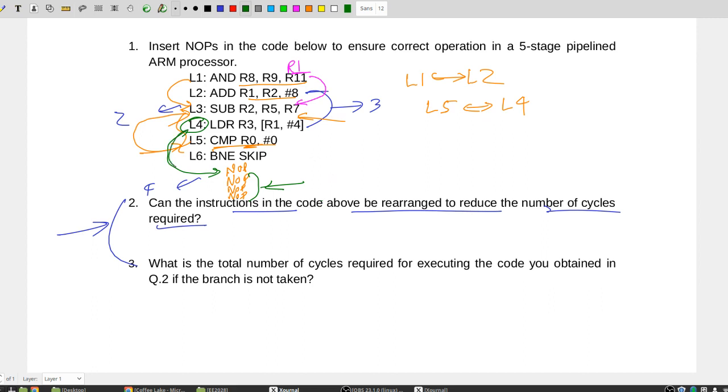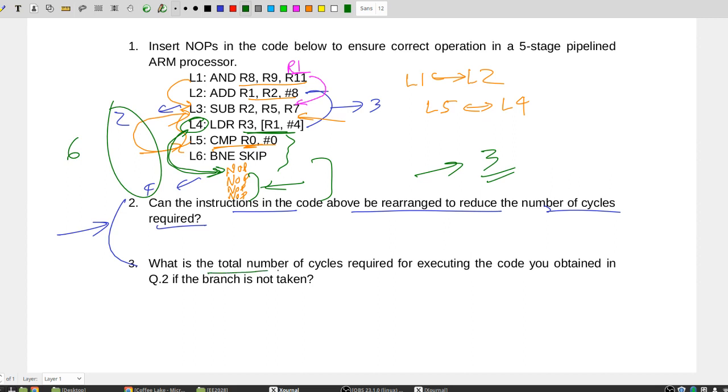Okay, in fact, if you push L4 to this position, it's still okay. L4 will still update, and since L4 does not use any register that is modified here or vice versa, it's okay actually. Okay, so you can reduce the number of NOPs to just 3 from the original number of 6.